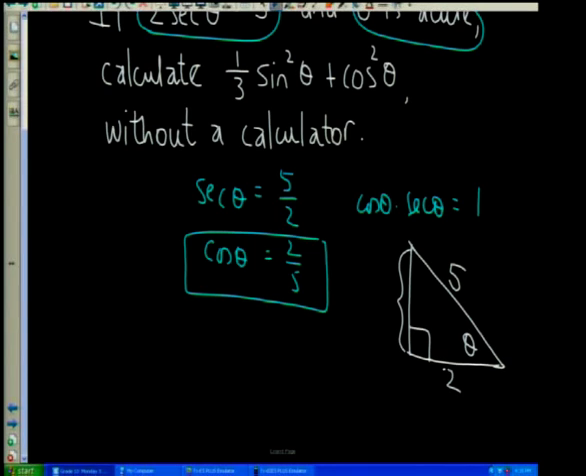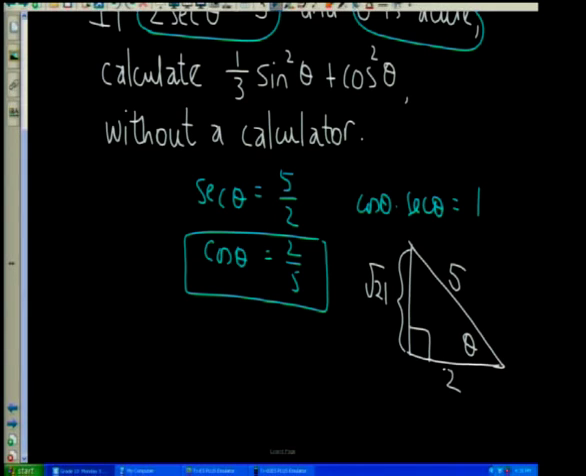You could have worked out what theta was just to compare your answers, but how would we find out this length in the right angle triangle? Yes, Pythagoras is always around to help us. The hypotenuse squared would be 25, this would be 4, so this would be the square root of 21.